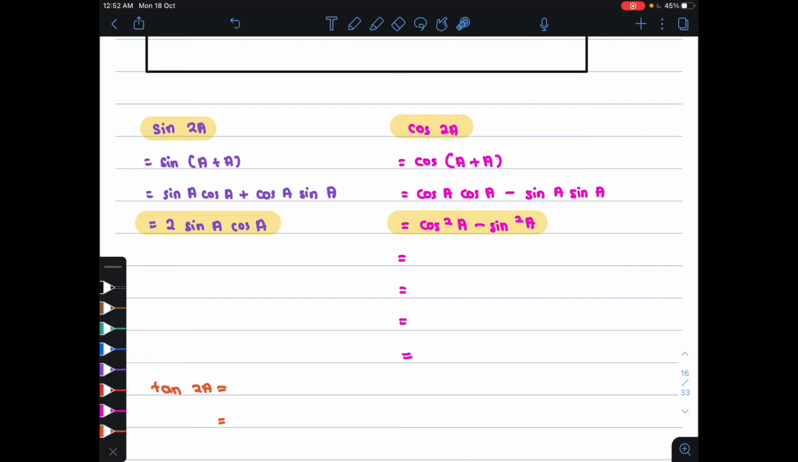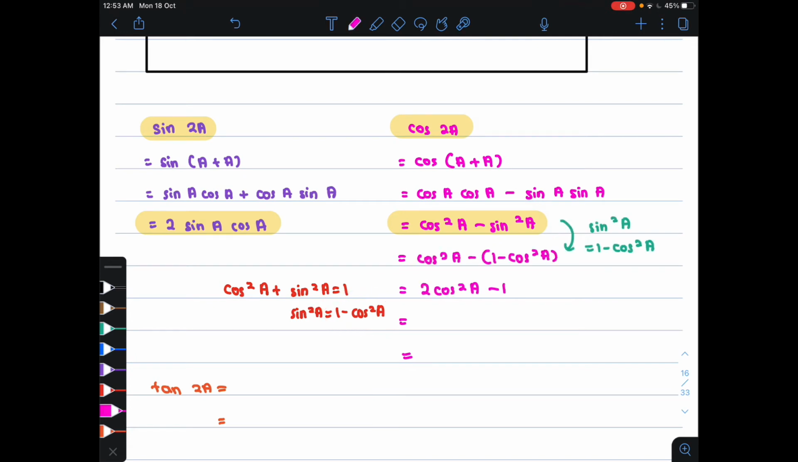You can actually do something to cos squared A and sin squared A as well. Let's recall that cos squared A plus sin squared A is 1. So we can get sin squared A equal to 1 minus cos squared A. So change sin squared A to become 1 minus cos squared A, and you will get 2 cos squared A minus 1, which is your second formula of cos 2A.